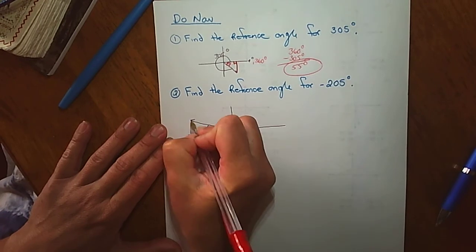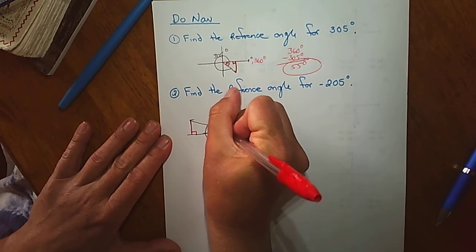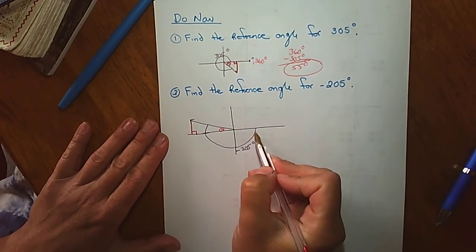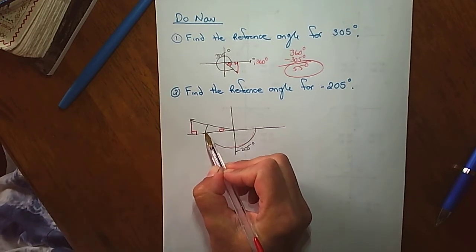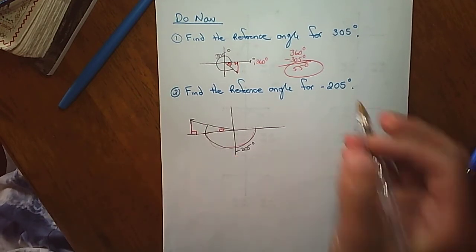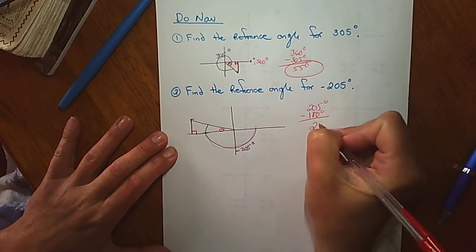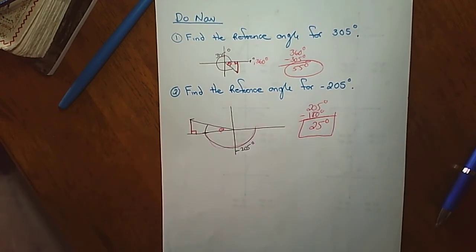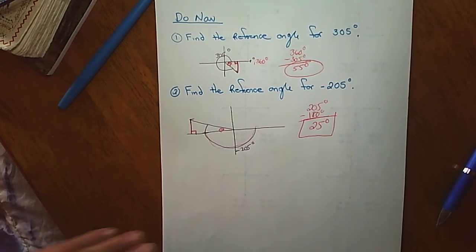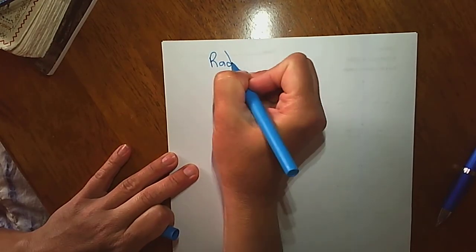Okay, I'm going to draw my triangle. And remember, the right angle goes against the x-axis. So I need to get this red corner right here. Well, how far was it from here to here? That was 180, but we went a little bit past 180. So if I do 205 minus 180, I get 25 degrees. And that means that little corner is 25 degrees. That's our reference angle. So that's what we did last time. What we're going to talk about today is something called a radian measure.